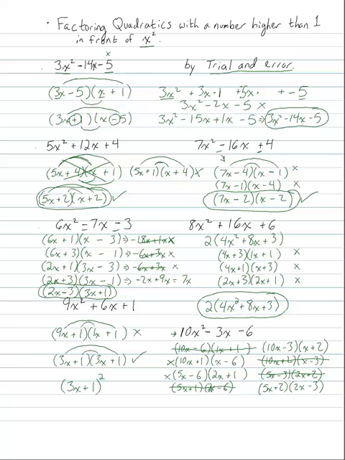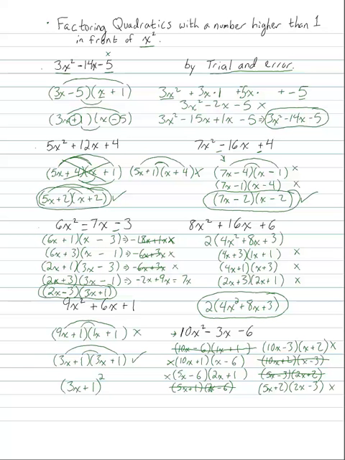Can try 10x minus 3, x plus 2. 10x times 2 is positive 20. Ooh, it took me a long time. Minus 3 times x is minus 3x. That'd be positive 17, so not going to work. 5x plus 2 times 2x minus 3. 5x times minus 3 is minus 15. Plus 4x is minus 11x.